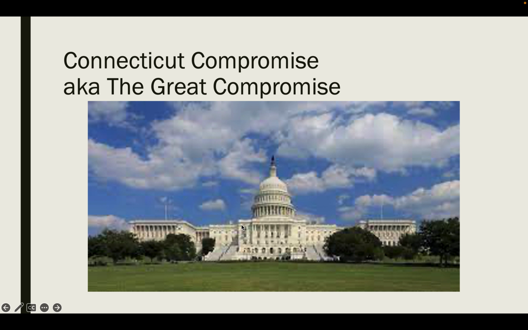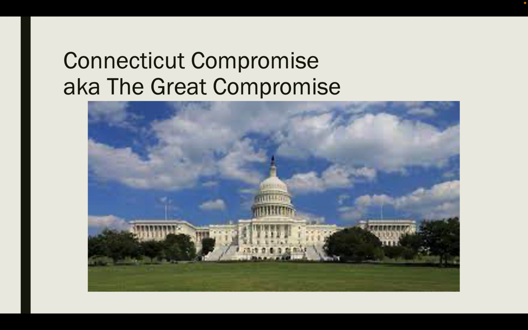And this representation is a very sticky point. And remember, the Revolutionary War was fought because of the lack of representation in Parliament when it came to taxing. So the small states were very serious about this.